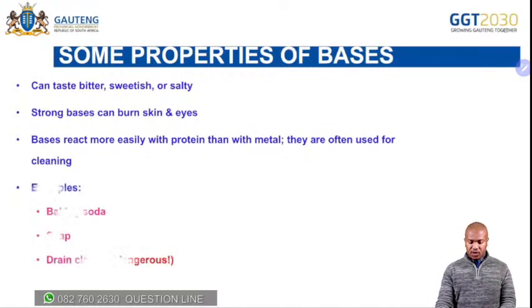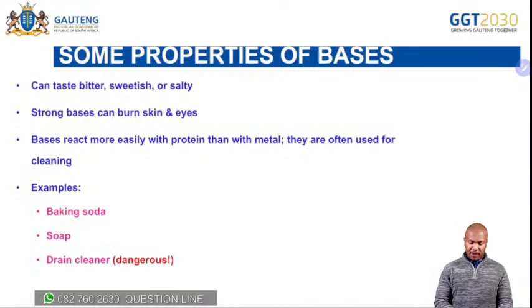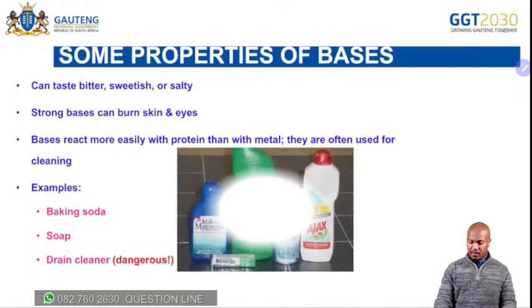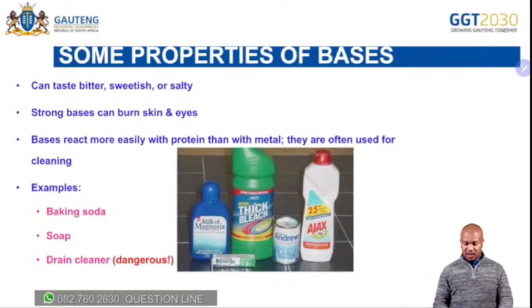Here are some examples of bases. We have baking soda, soap, and drain cleaner. So this one, if it comes in contact with your skin, it can harm your skin, right? It is dangerous as well. And here are some examples of bases, right? Your thick bleach, your ammonium hydroxide, and soaps, and so on.